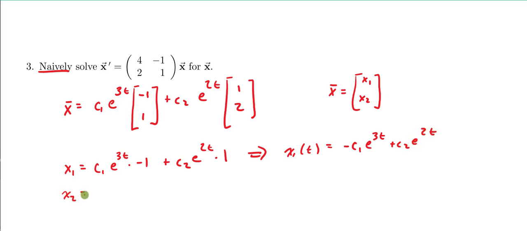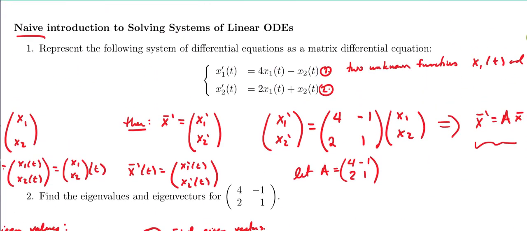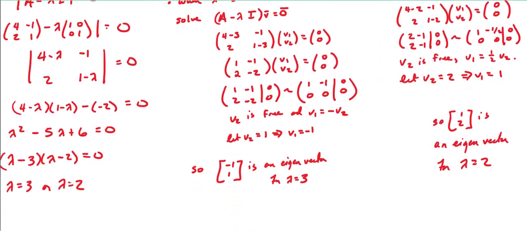And our x2, we read off, gives us c1 e to the 3t times 1 plus c2 e to the 2t times 2, or that is our x2 of t is equal to c1 e to the 3t plus 2c2 e to the 2t. And there we've got the two solutions that solve both of these original linear differential equations simultaneously, and you could verify that.